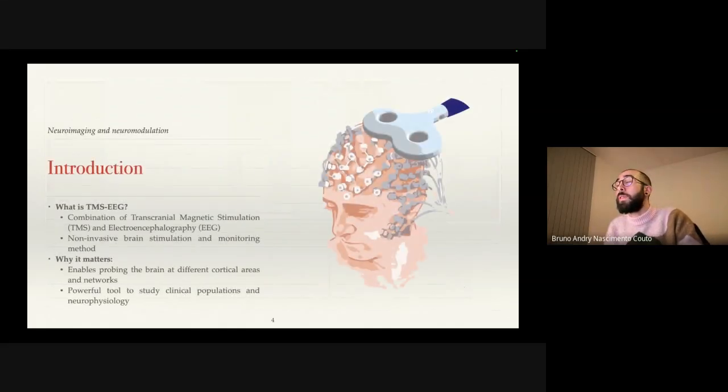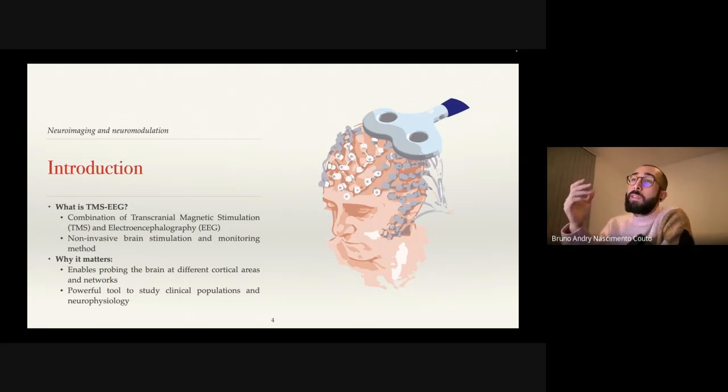So what is TMS-EEG? We're basically working with a combination of two techniques, transcranial magnetic stimulation and electroencephalography. The second one, the EEG, is more common. I believe that most of you have already at least heard of it. It's quite common to be used in some hospital settings. And TMS is not as common, but it's growing and it's being used for some conditions.